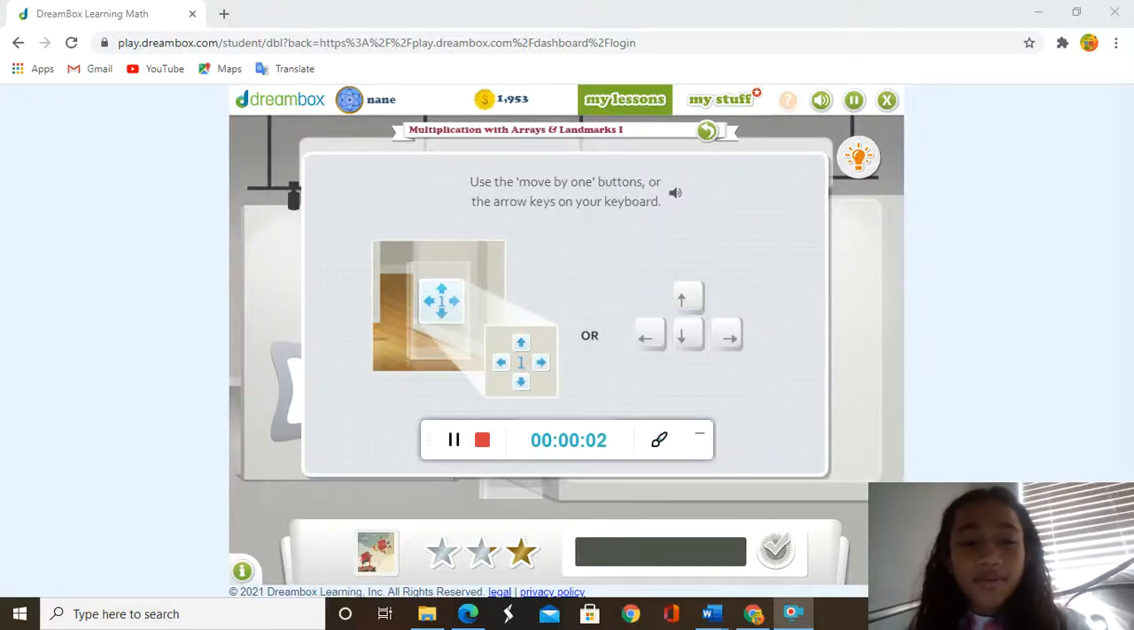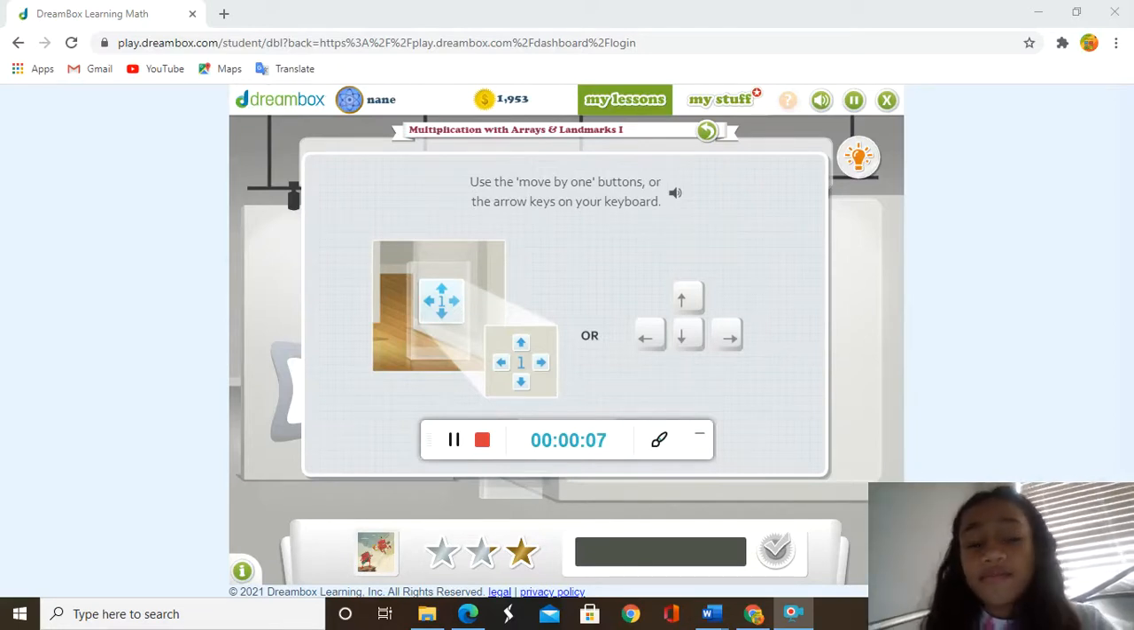Today I'm doing geometric multiplication with arrays and landmarks 1. So let's get into it.